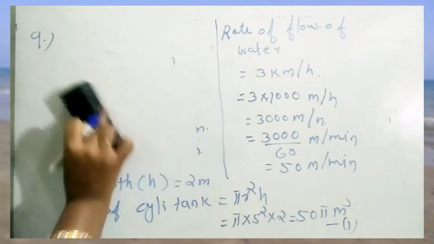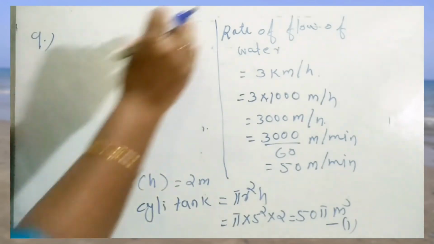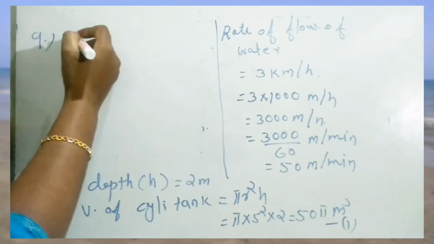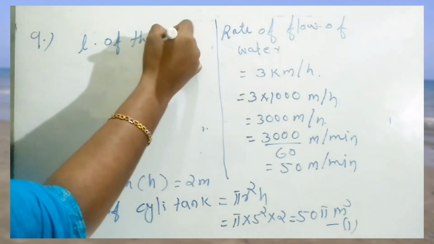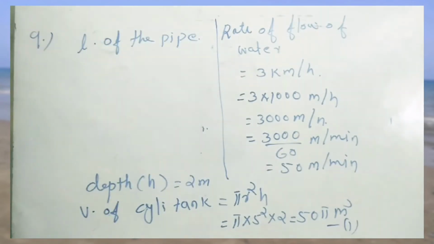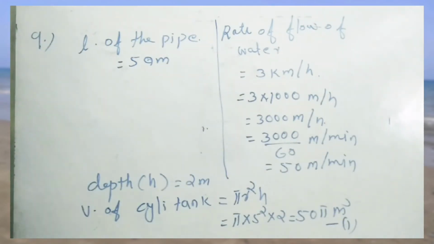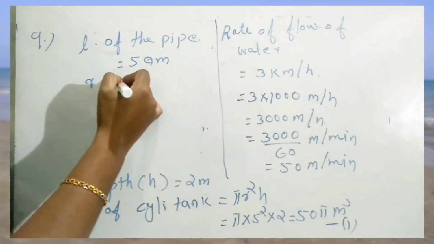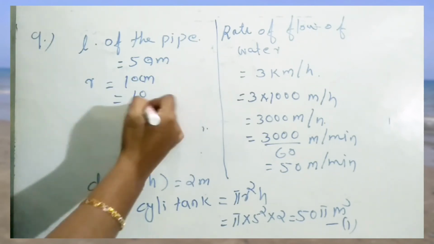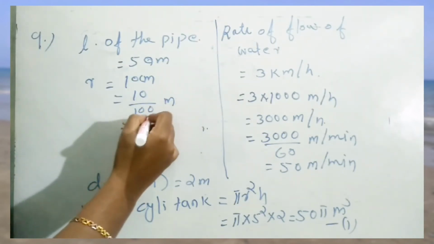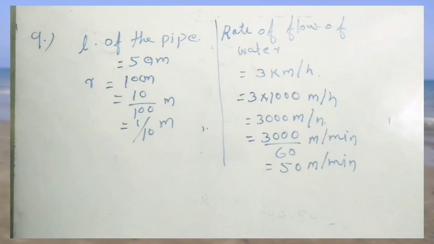As I said in the last problem, this speed we will take as the length of the pipe. So the length of the pipe through which the water flows in 1 minute is equal to 50 meter. The radius is 10 centimeter. We need to convert it into meter, that is 10 by 100 meter, equal to 1 by 10 meter.